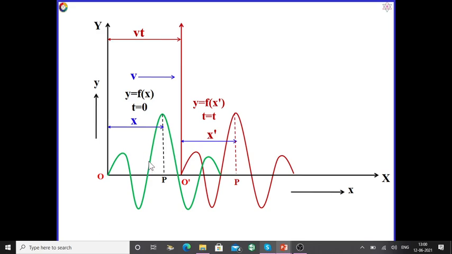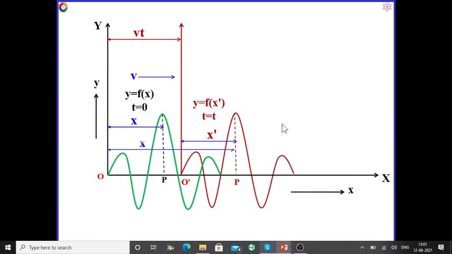So let this pulse be moved with a velocity v, and after time t we measure the position of the point P and the corresponding distance in the O dash frame of reference. If it is so, then that disturbance in the O dash frame can be represented by this function, right? Because this is x dash, each and every point disturbance in the O dash frame will be a function of x dash.